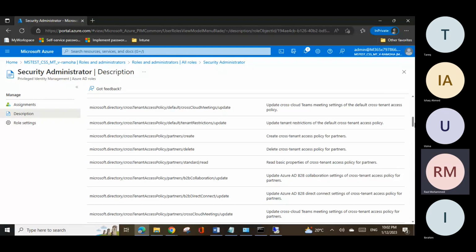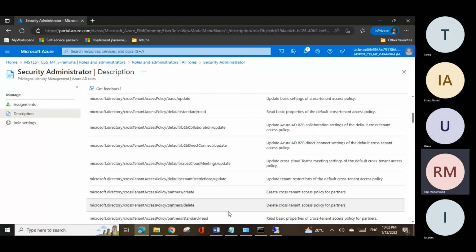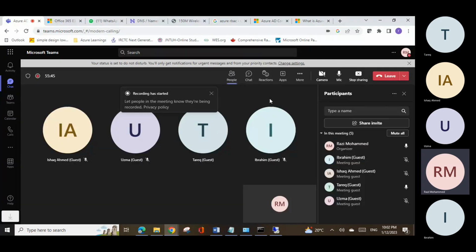And how RBAC functions? RBAC functions with the help of privileged identity management, PIM. ठीक है. What is PIM? PIM allows you to grant just-in-time access. JIT, just-in-time access. Just-in-time access in the sense, we have two different options in PIM, that is eligible assignment and active assignment.